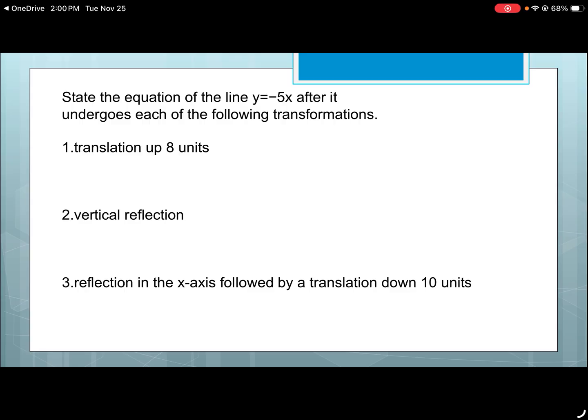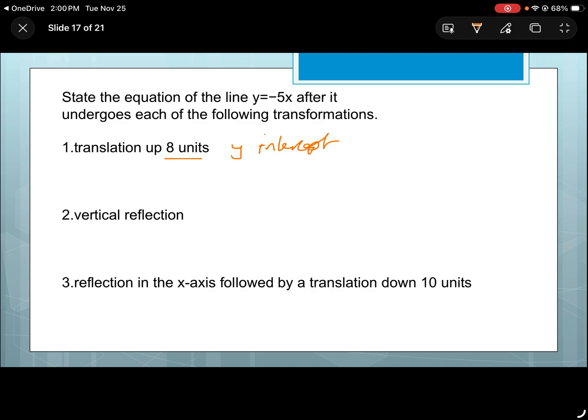State the equation of the line y equals negative 5x after it undergoes each of the following transformations. So if it's a translation 8 units up, this only affects the y-intercept, right? So my answer would be y equals negative 5x plus 8. A vertical reflection only changes the slope. So this would become y equals 5x.